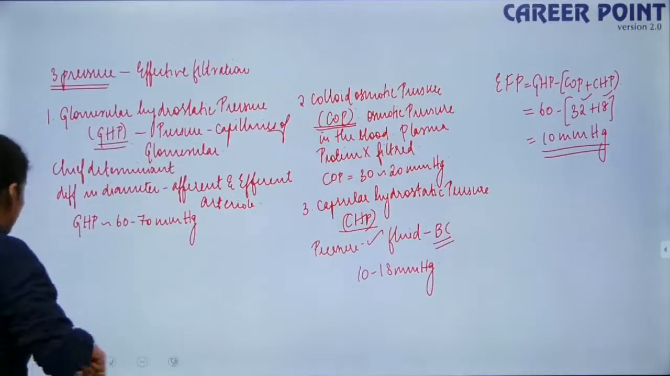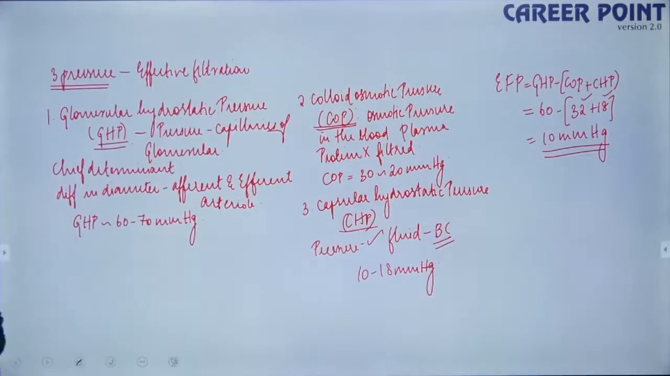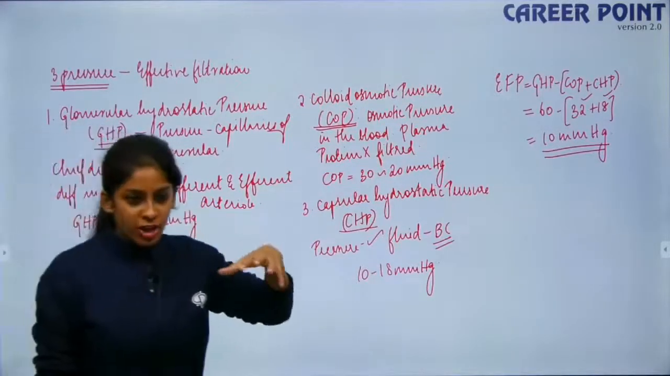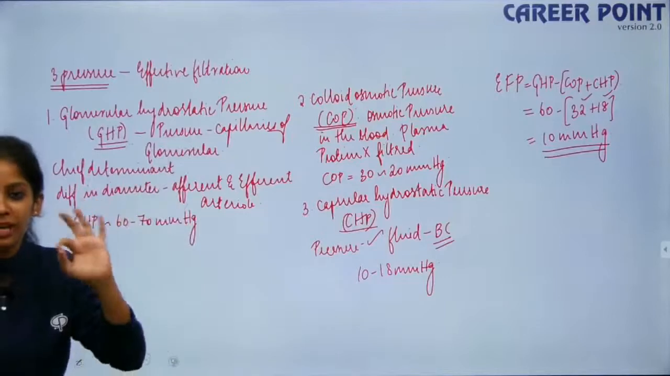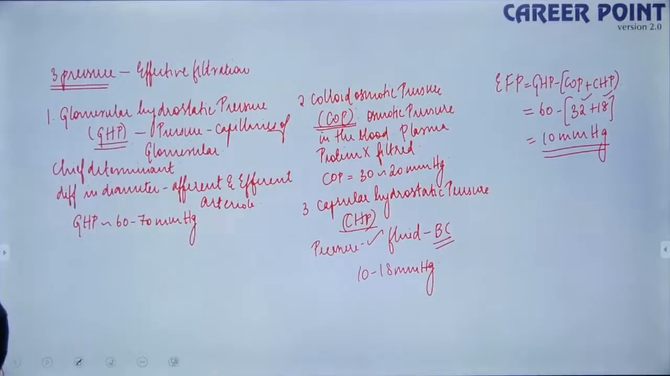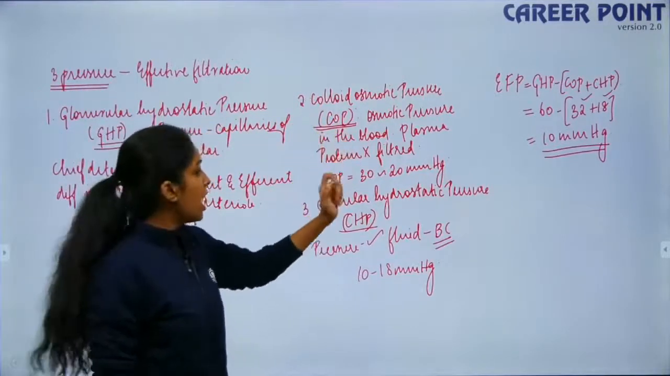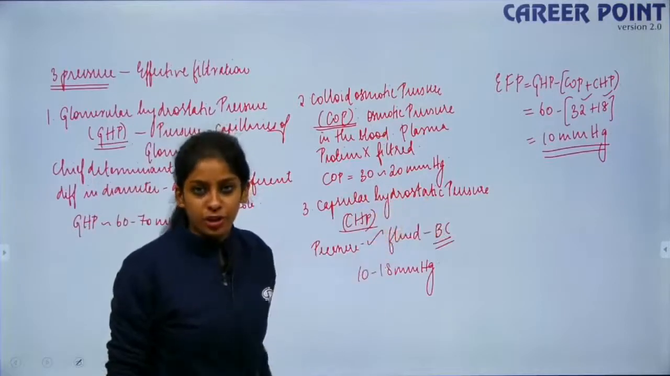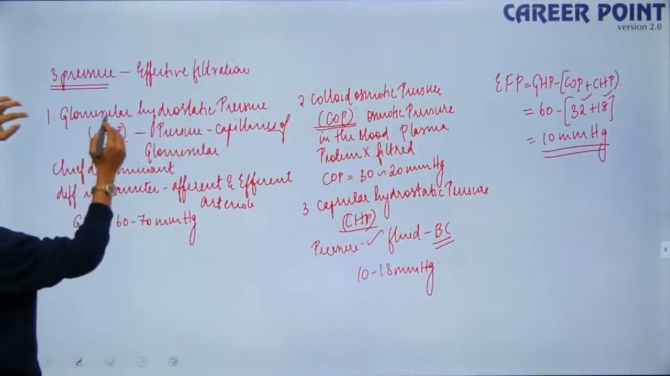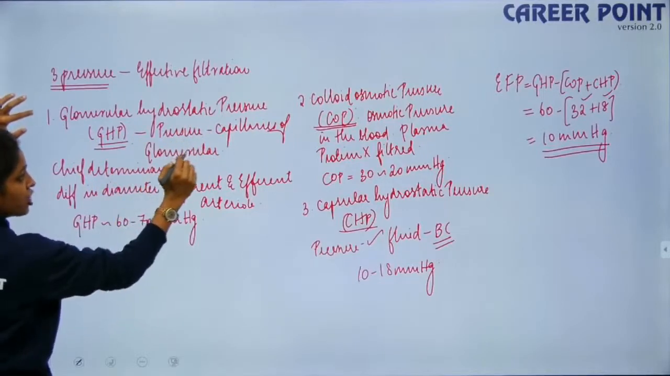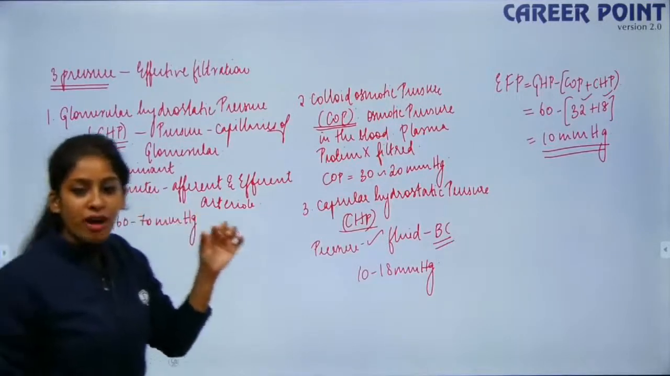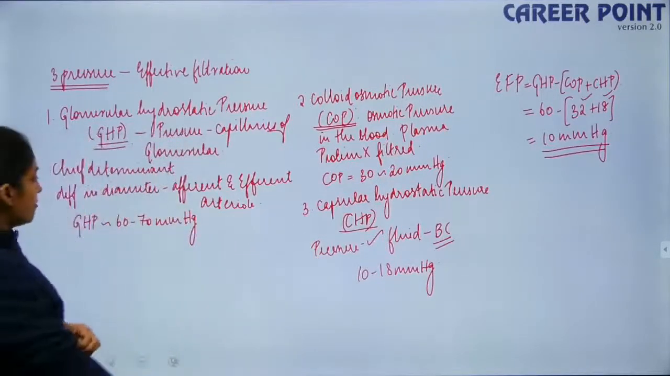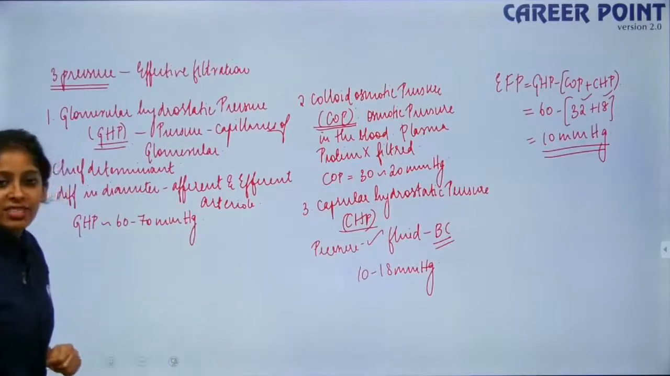For all those who joined just now, I am talking about glomerular filtration. If you want to know if your filtration is effective or not, that is determined by 3 factors: glomerular hydrostatic pressure, colloidal osmotic pressure, and capsular hydrostatic pressure. Glomerular hydrostatic pressure is the pressure in the capillaries of the glomerulus. It is due to the difference in the diameter of your afferent and efferent arterioles. Here the value is 60 to 70 mmHg.